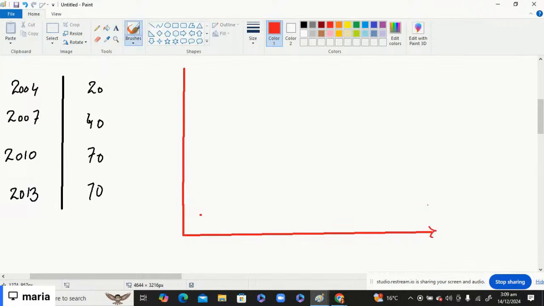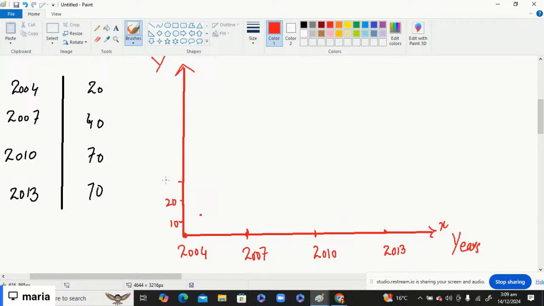So here the number of years and here the number of tomatoes. The years given are 2004, 2007, 2010, and 2013. These are on the x-axis. Now on the y-axis we are putting the tomatoes: 10, 20, 30, 40, 50, 60, 70, and 80. Now let's mark the points.